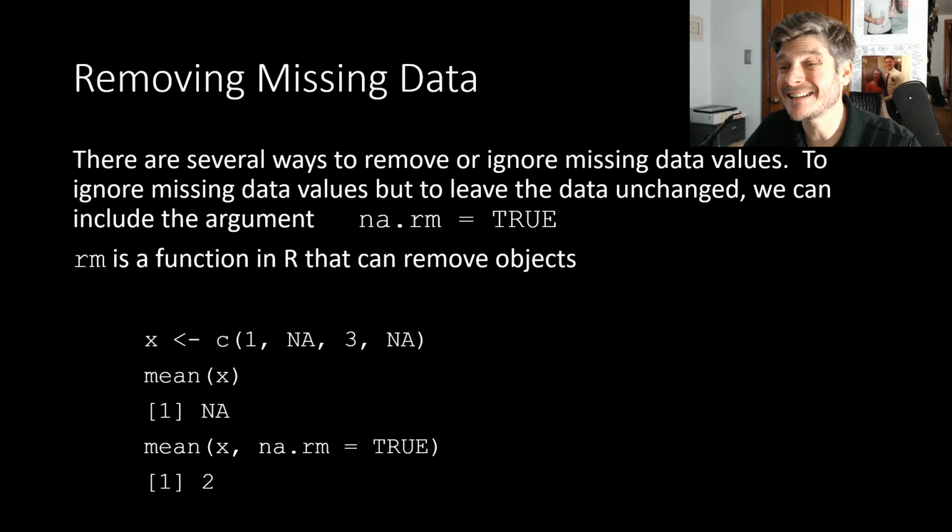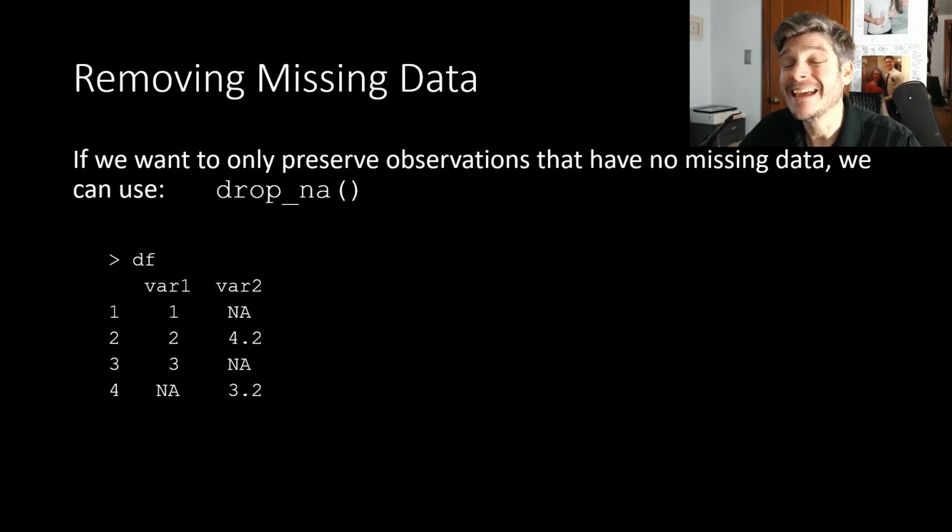And the nice part is this leaves our original vector unchanged. It just tells us for this one function, just this one time, ignore the missing values, but leave everything the same. That's not always how we want to go about doing things, though.